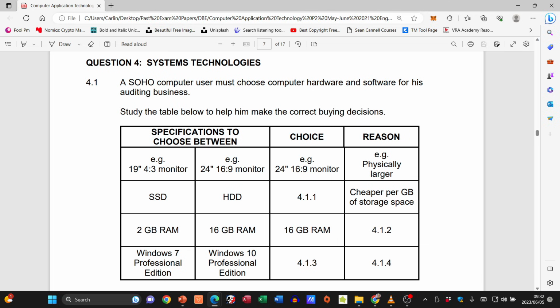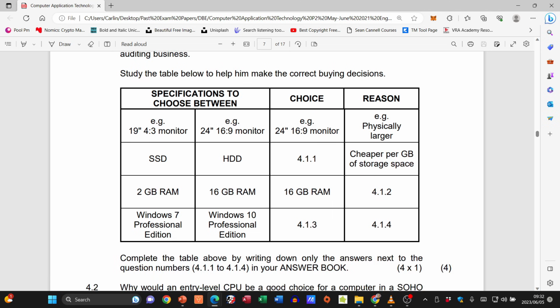So this user must choose computer hardware and software for his auditing business. Study the table below to help him make the correct buying decision. Okay, well, let's help the individual here. So let's look at our table. You can see there's specifications to choose between. And then we've got a 19-inch monitor, 24-inch monitor. Now, what does this 4x3 mean? That means sort of a squarish monitor, like your old TVs. Okay, your 16:9. This is widescreen, typical of your LCDs, LED TVs these days.